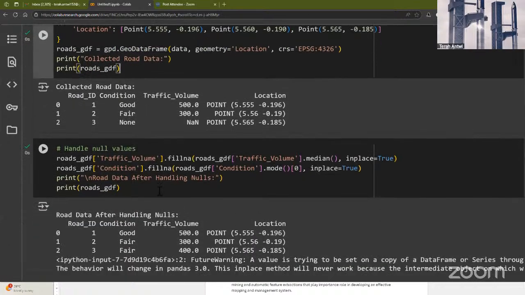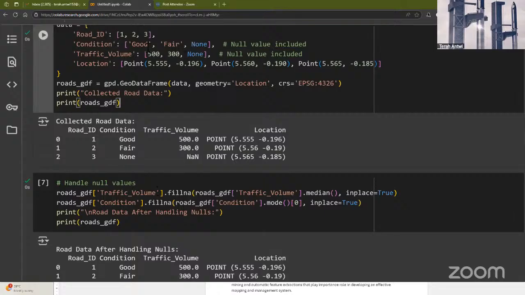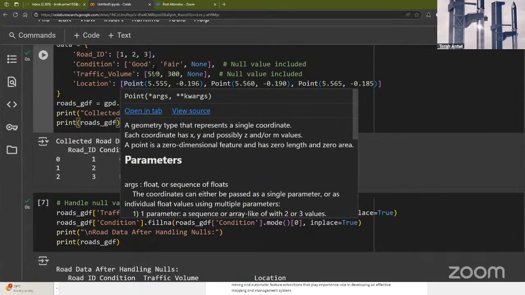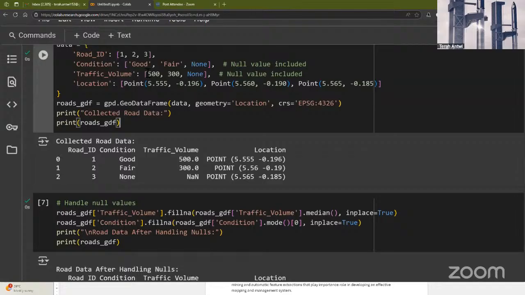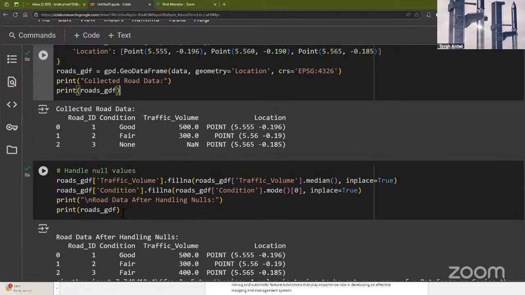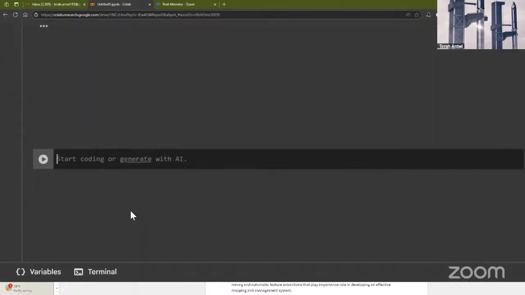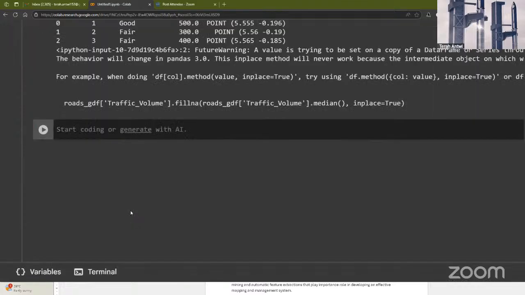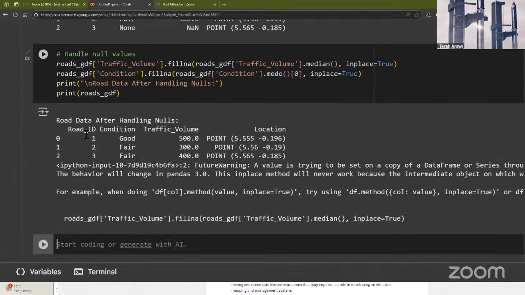So after the person has collected data, we have good, fair, none, traffic volume 500, 300, none, but we can't work with them. These are null values, and so we can write code to handle null values. And so then we can have our table only present to us where there is a complete database entry.